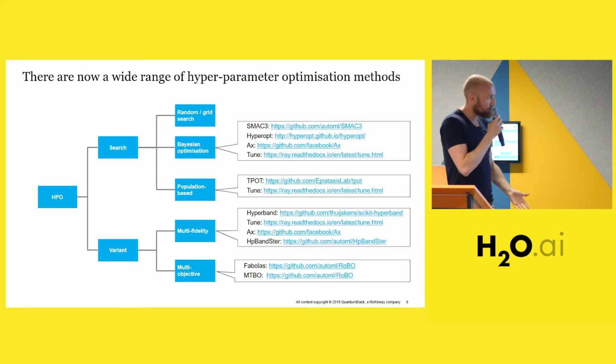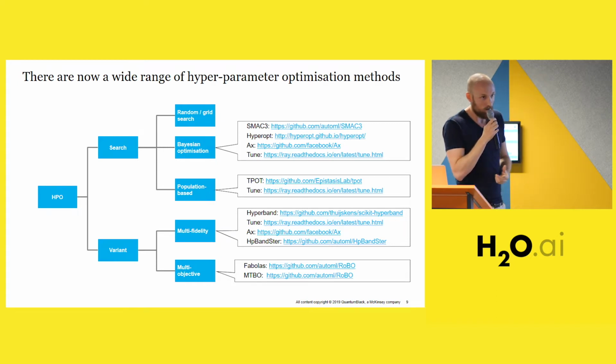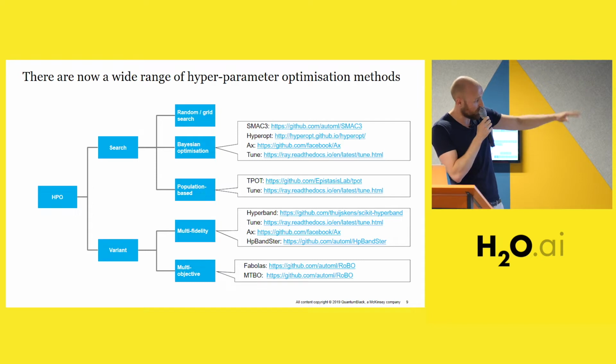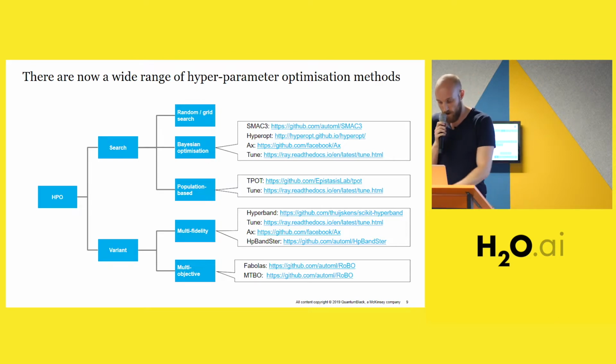Again, there are many implementations of this. Hyperband is a relatively simple algorithm that falls into this bucket. I'll talk a bit more about that in a minute. And again, frameworks like Tune and Ax from Facebook also cover these kinds of methods.